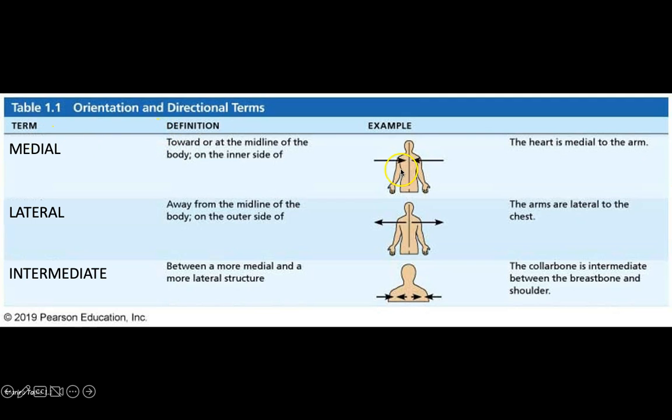Here we have medial, it's toward the midline, which is shown here. The heart is medial to the arm, for example. We have lateral, the arms are lateral to the chest, so that's out away from the midline. And finally, we have intermediate. So we can say that the collarbone is intermediate between the breastbone and the shoulder. It just means between.